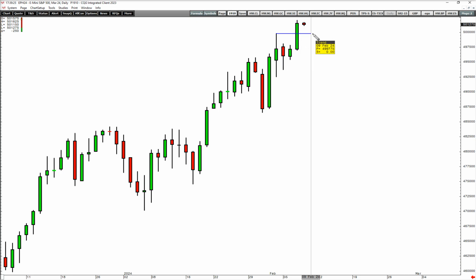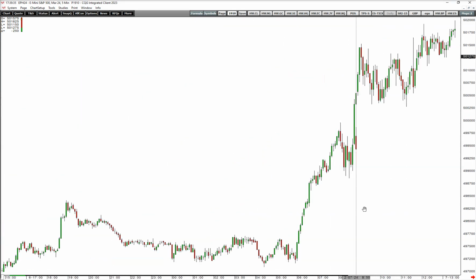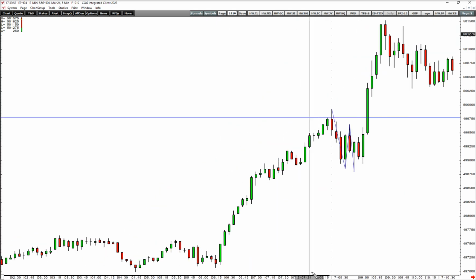So here, roughly, what is this? 49.97.75. So 49.98 would have been the breakout this morning. And there we go. We got the exact same pattern. In this case, it only tagged the high the minute before the open. It took the open to actually break the high, and it put us right into an A, B, C pattern, the exact same thing that you saw in the Nasdaq.